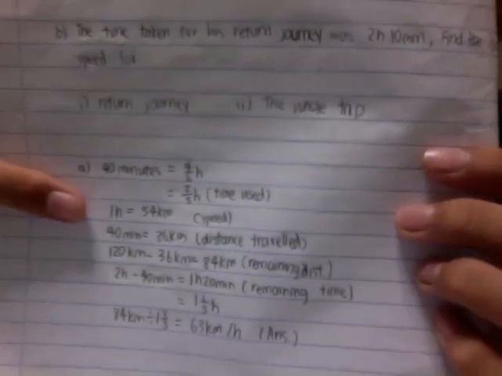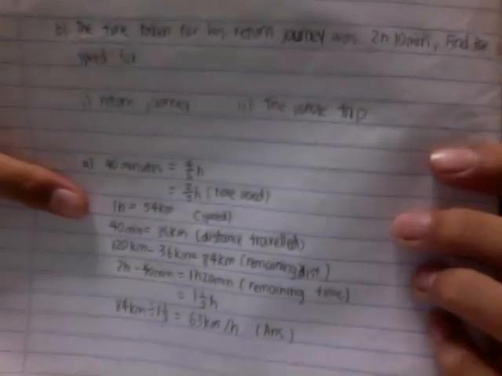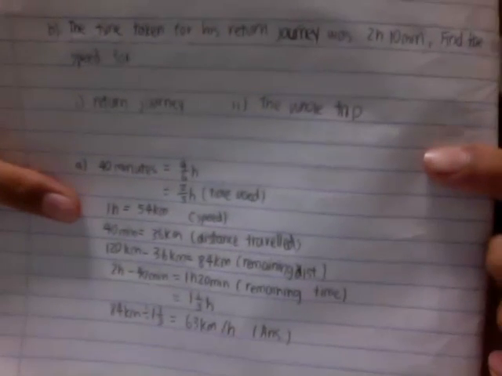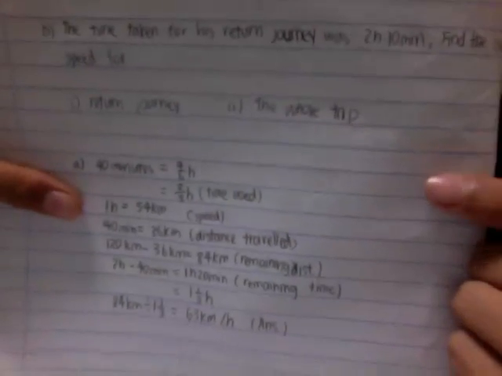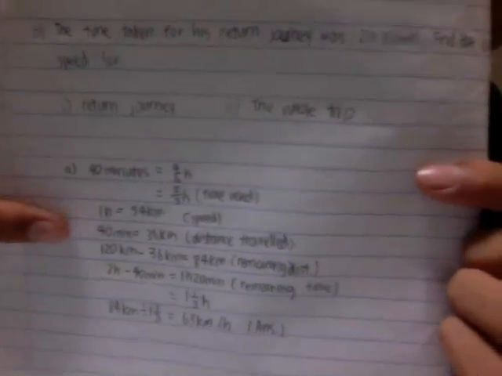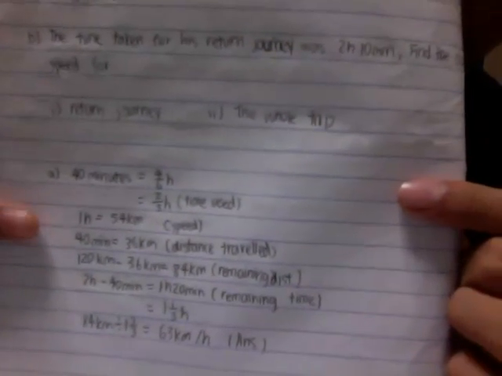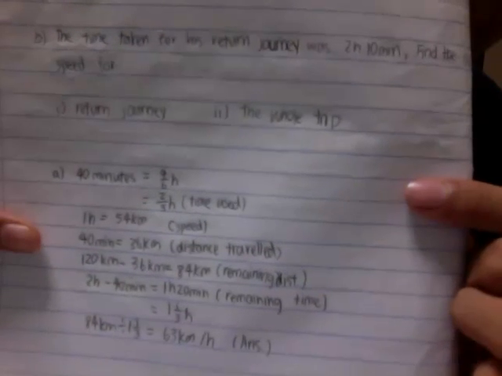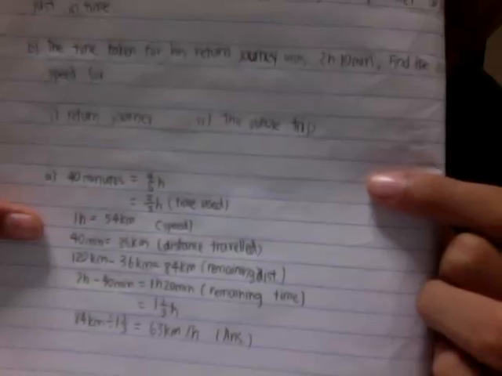So, in 1 hour, he would travel 54 kilometers. And that's his speed for the first 40 minutes. So, for 40 minutes using the same speed, he would travel 36 kilometers.